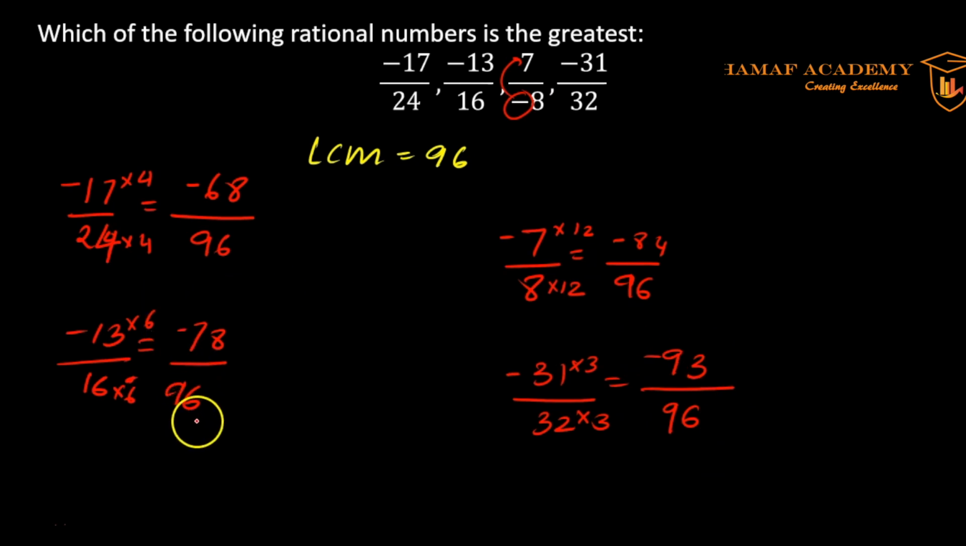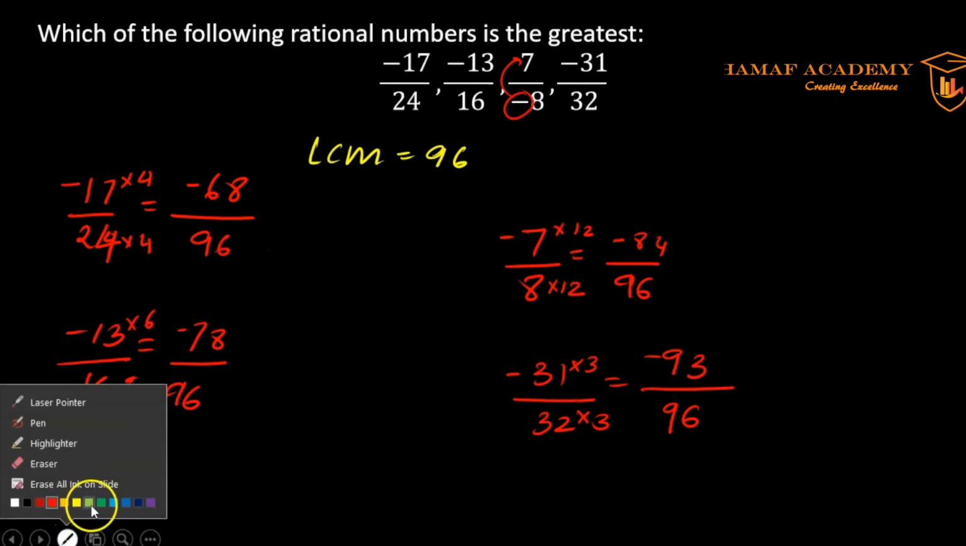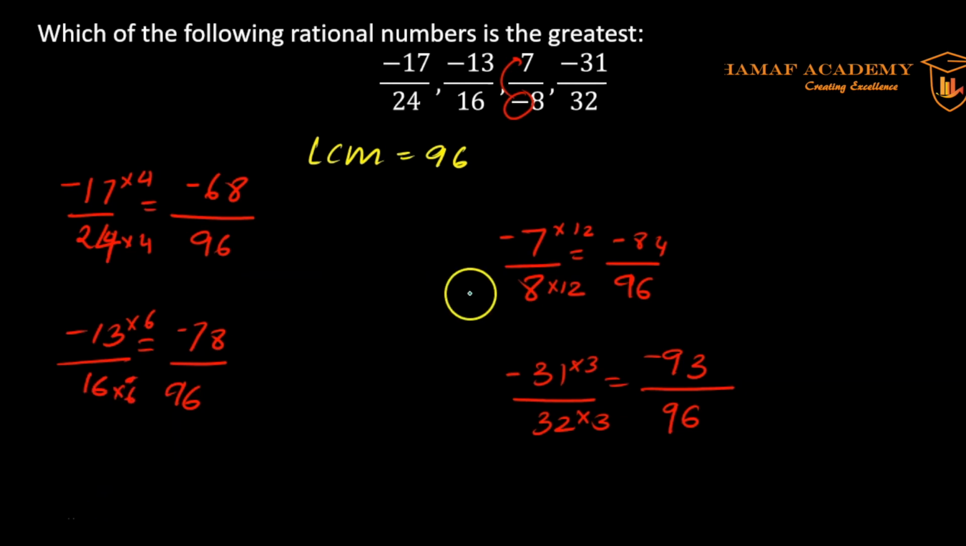Now we have negative 68, negative 78, negative 84, negative 93. I'm not talking about the denominators because all the denominators are now the same. So what do I do now? I need to arrange them. Which is the biggest number out of all? All of these are negative numbers, so the biggest number is going to be the one which has the lower numerical quantity. The biggest number is negative 68 by 96, because it is negative and it is closer to 0. Negative 68 comes here, and then comes negative 78, and then negative 84.